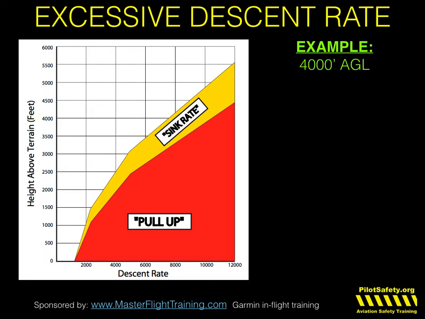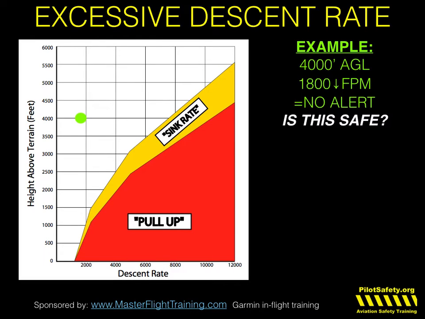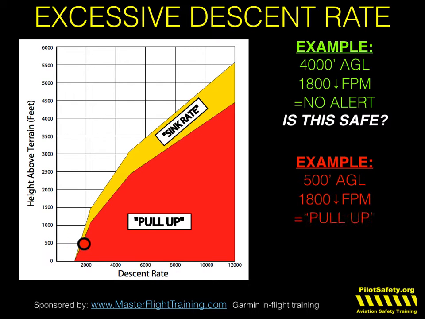You're at 4,000 feet above ground level, and you're descending at 1,800 feet per minute. You will not get an alert. That means you're going to impact terrain in just over 2 minutes. Is a descent rate of 1,800 feet per minute really a stabilized, safe approach? No. Give you another example. You're at 500 feet above ground level. You're descending at 1,800 feet per minute, and it says pull up.